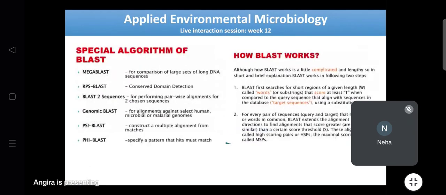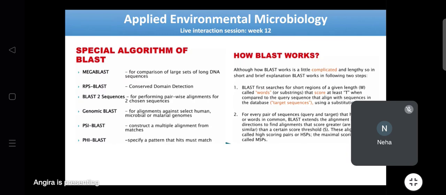We also have other options. MegaBLAST is used for comparison of large sets of long DNA sequences. RPS-BLAST shows conserved domain detection between different kinds of sequences that we enter. BLAST2 sequences is used for performing pairwise alignments for two chosen sequences. Genomic BLAST is used for alignments against selected human, microbial, and malarial genomes. PSI-BLAST is used to construct multiple alignments from matches.